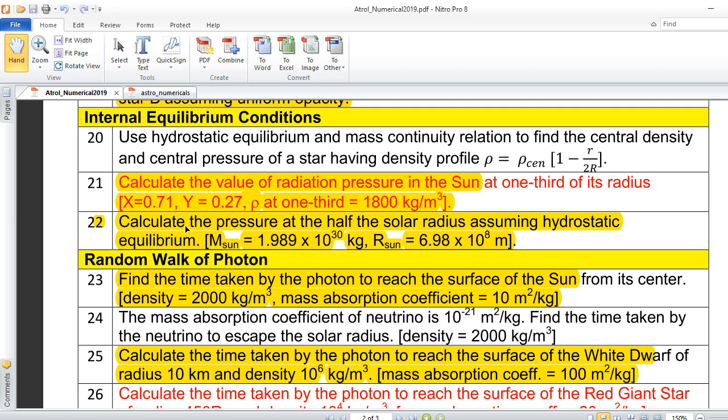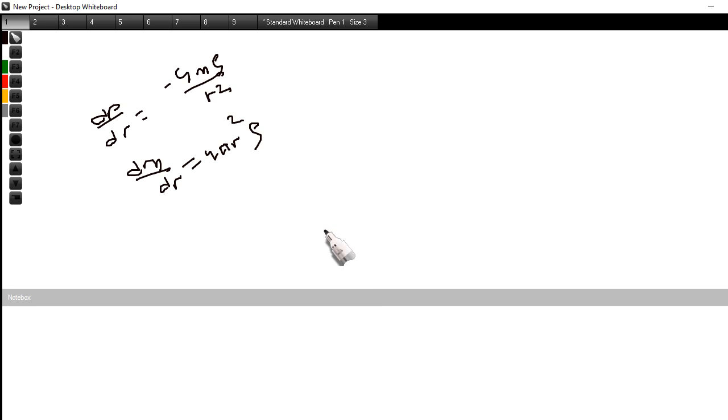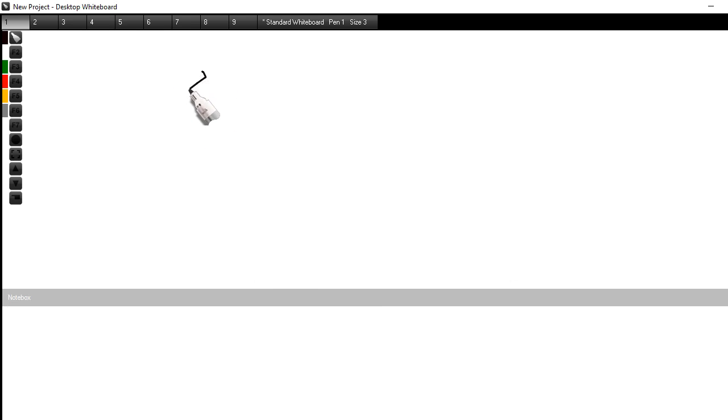So I have been given: calculate the pressure at half the solar radius, assuming hydrostatic equilibrium. So the star that I'm studying is in hydrostatic equilibrium, so I need to find the pressure at half of the solar radius. It is very easy. What I can do is, from the formula dp by dr, which is the pressure equation of hydrostatic equilibrium, it says gm by r square.